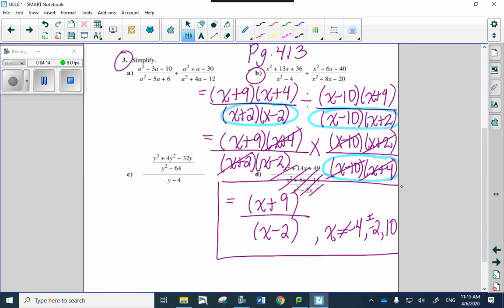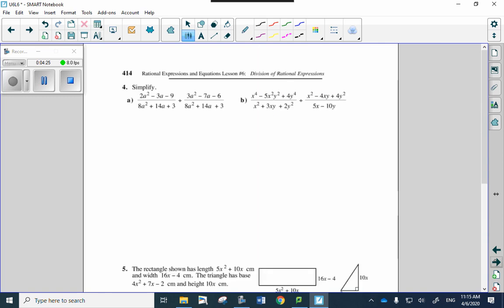Now we're going to jump over to question number 7. And we're going to go to 7B as well. So I'm going to jump over there right now.